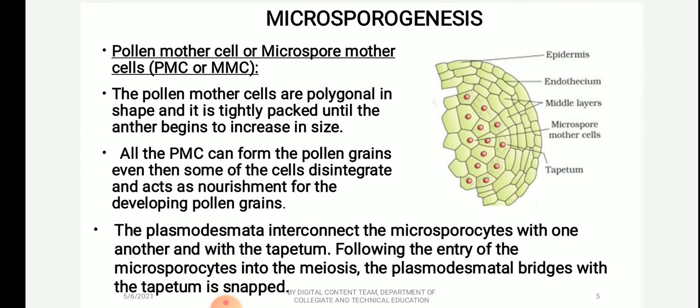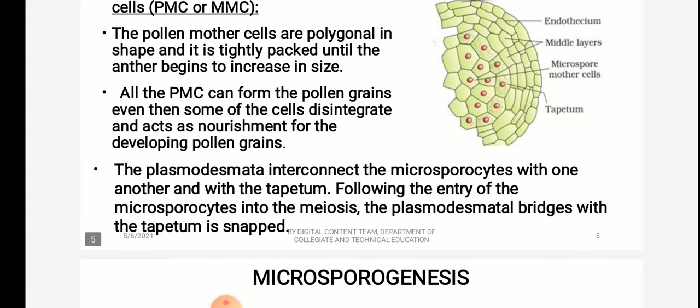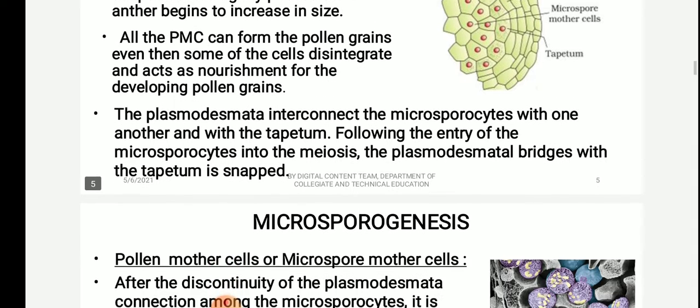The microspore mother cells are polygonal in shape and tightly packed until the anther begins to increase in size. So the pollen mother cells also start expanding. All the pollen mother cells can form the pollen grains, but some of them will disintegrate and act as nourishment to the developing pollen grains.